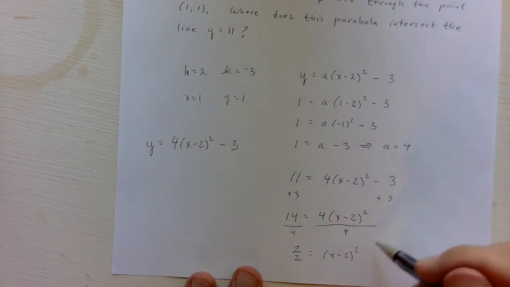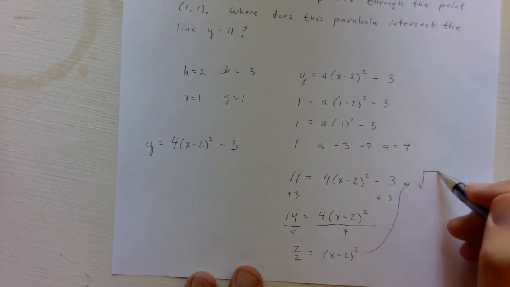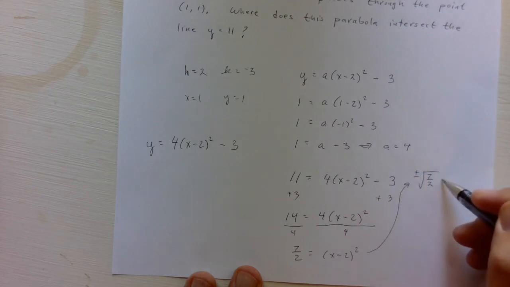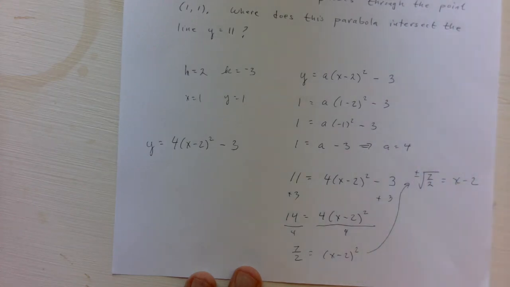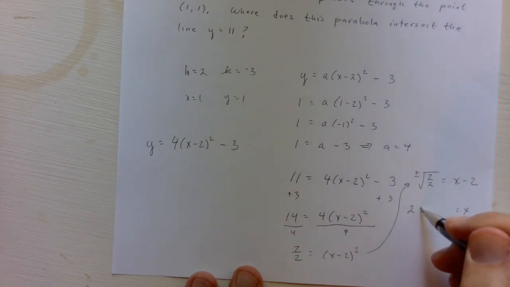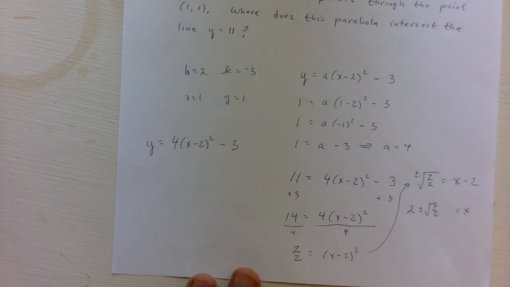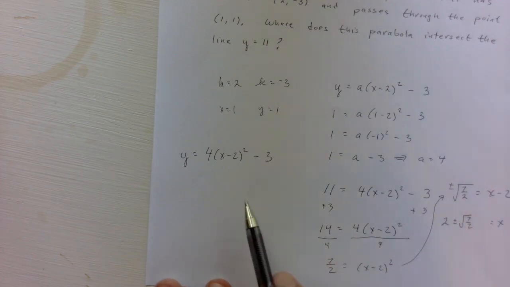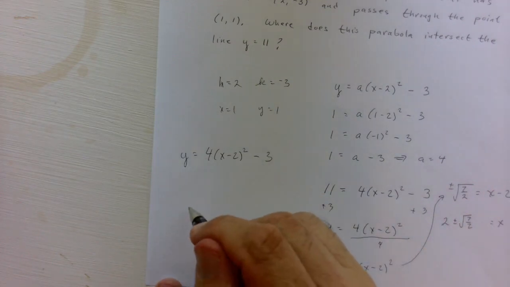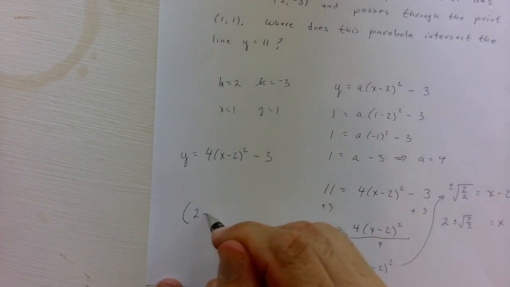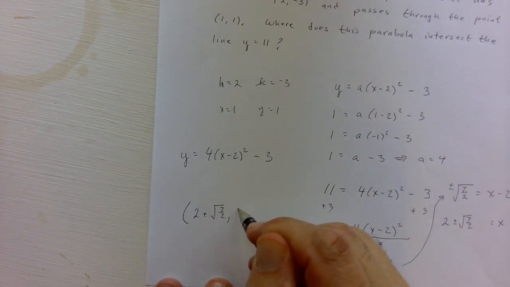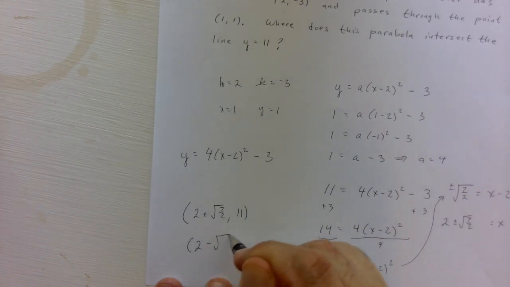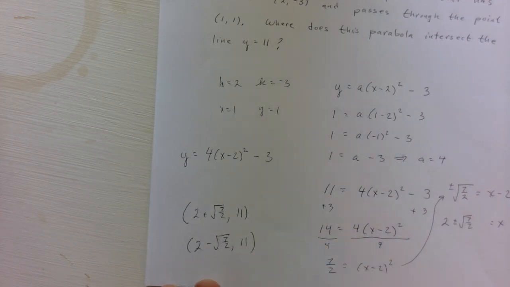Take the square root of both sides. So we get plus or minus the square root of 7/2 equals x minus 2. Then add 2 to both sides, so x would be 2 plus or minus the square root of 7/2. They do intersect the line y equals 11 at these 2 points: 2 plus the square root of 7/2, comma 11, and 2 minus the square root of 7/2, comma 11. Those are the 2 points of intersection.